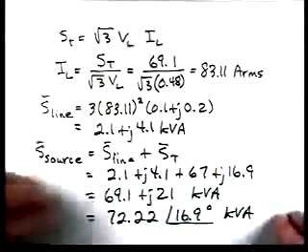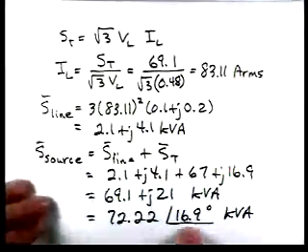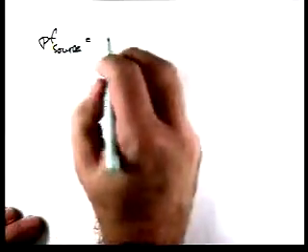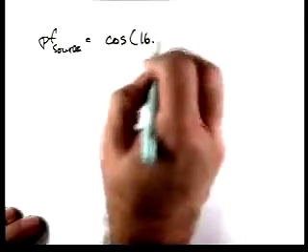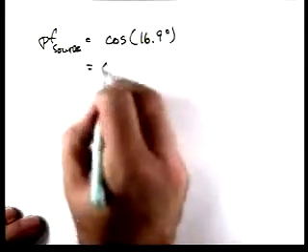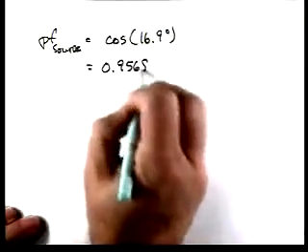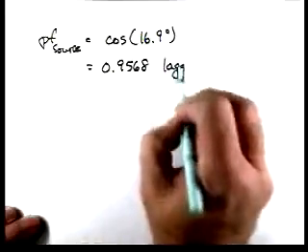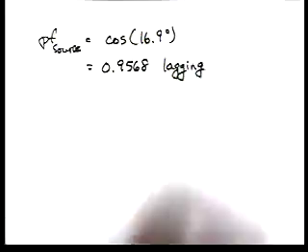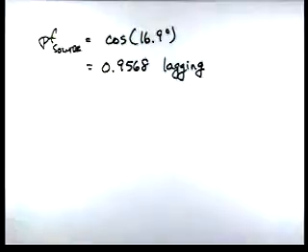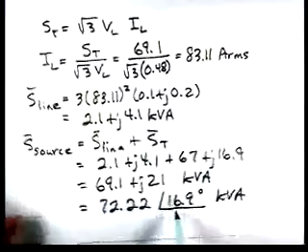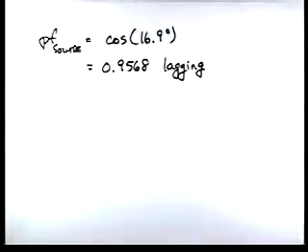Now the power factor of the source, we can get by taking the cosine of this angle. It's the cosine of 16.9, and it's going to be 0.9568, and it's lagging. The reason I know it's lagging is the angle on S is positive, and a positive angle corresponds to an inductive load, and we know that gives us a lagging power factor.